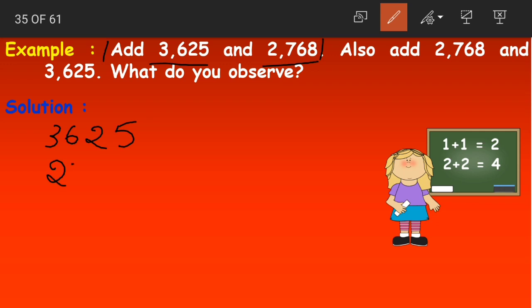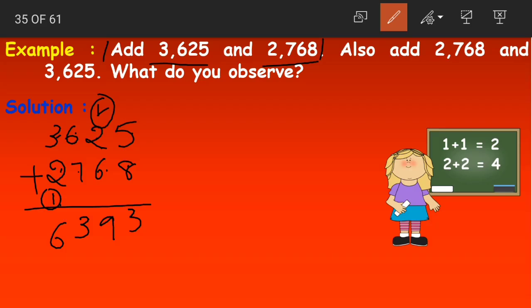3625, 2768. When we add, 5 plus 8 becomes 13. 1 gets carried. 2 plus 1 plus 2 becomes 5? 3 plus 6 becomes 9. 6 plus 7 becomes 13. So 1 gets carried. 3 plus 2 becomes 5. 5 plus 1 becomes 6. We got 6393 as the answer.